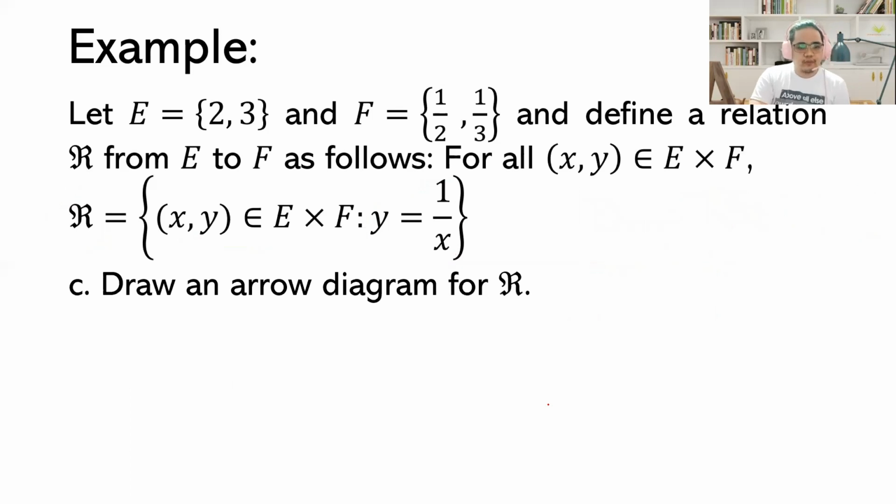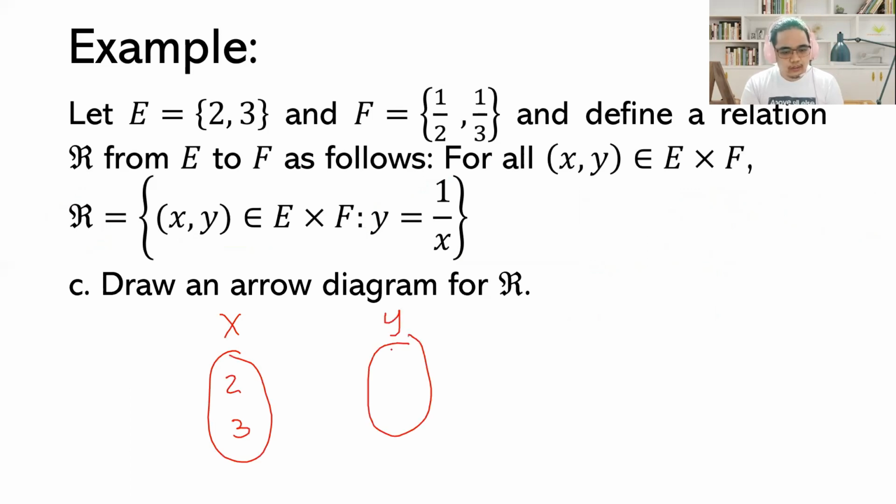Okay? Then if we draw the arrow diagram of R, so we have X, 2 and 3, right? And then we have Y, 1/2 and 1/3. So the 2 is paired only to its reciprocal, which is 1/2. Then the 3 is paired only to its reciprocal, which is 1/3.